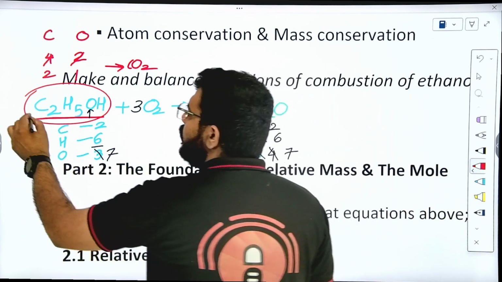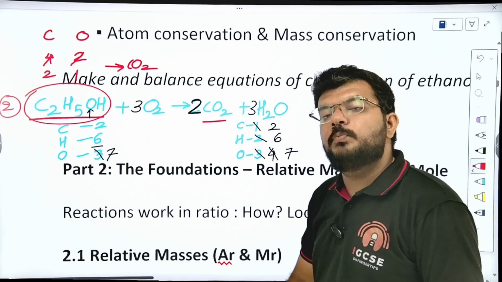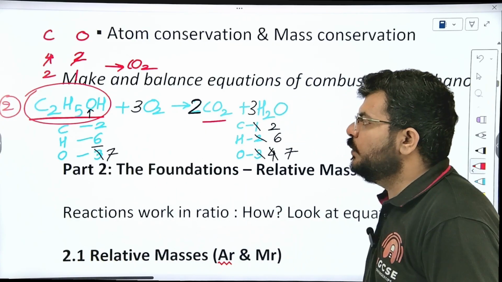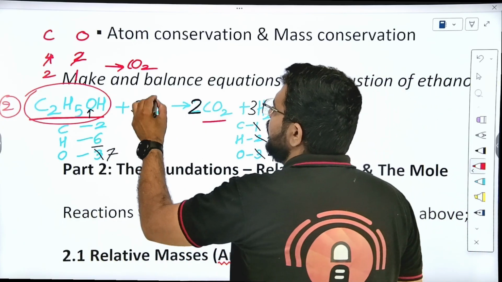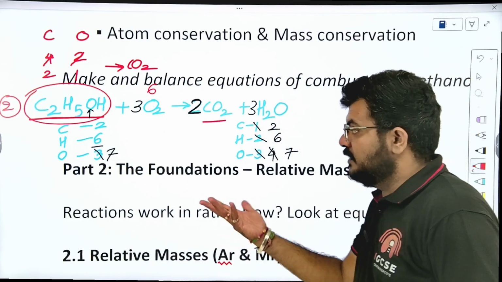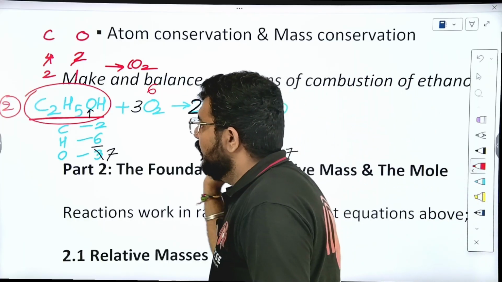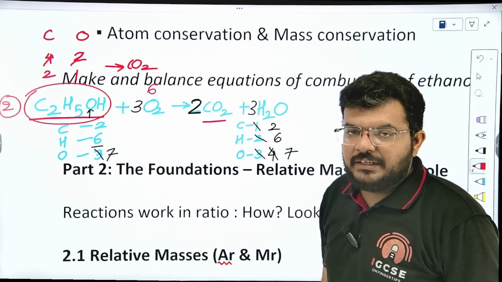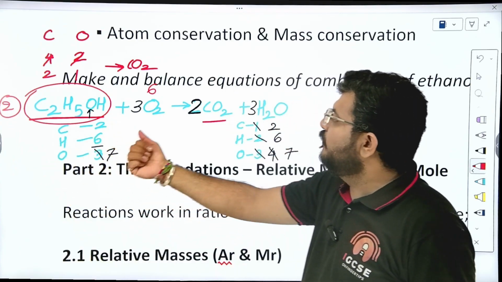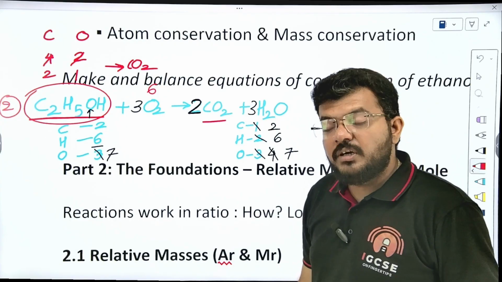If I wanted to react two molecules of C2H5OH, I will require 6 of O2. That is the balancing. We've just established balancing, right? If I multiply one of the reactants with a whole number, I have to multiply the whole reaction with that number. What does this mean?